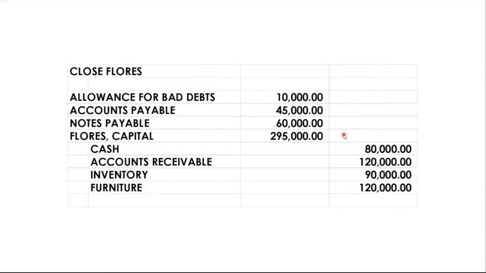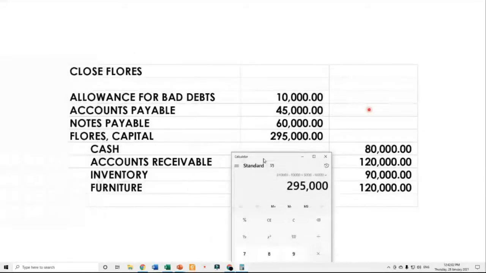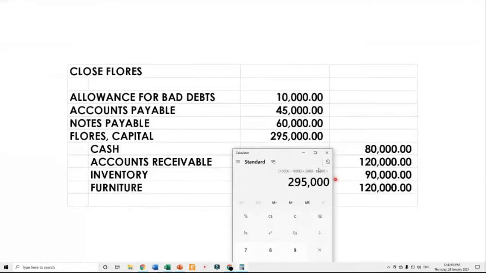So this will be the closing entries. We are going to debit all items. There will be no change for cash and receivable. Inventory has increased and furniture has decreased. Your allowance has a 10,000 balance. Accounts payable and notes payable are the same. And capital will be 295, the same as the amount that we computed here, 295.